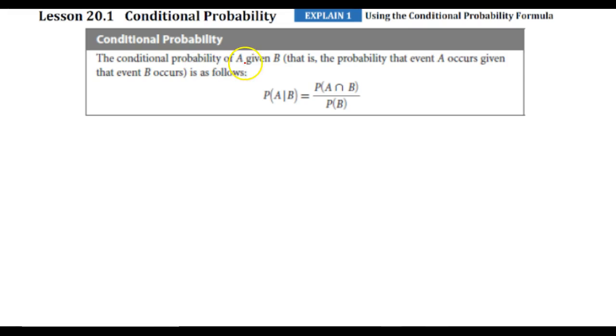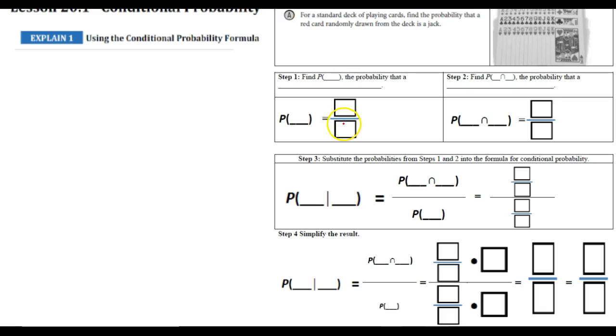It says the conditional probability of A given B, so that is the probability of an event A occurs given that event B is occurring, can be found by this symbol, by the way. That's what conditional would mean. By figuring out what both events would happen, so what they have in common, divided by the probability of B only happening. Okay, so let's work out a couple problems and see how they do this.